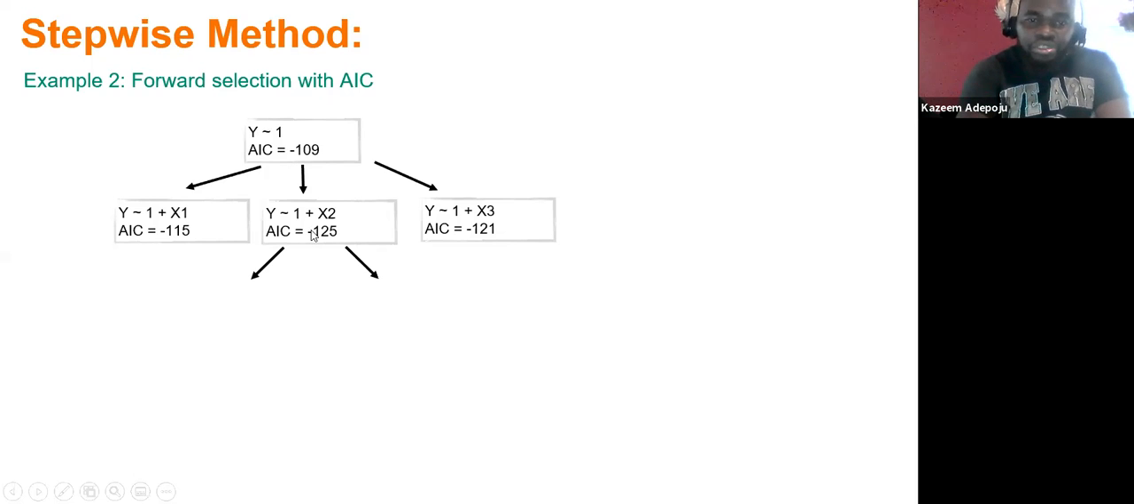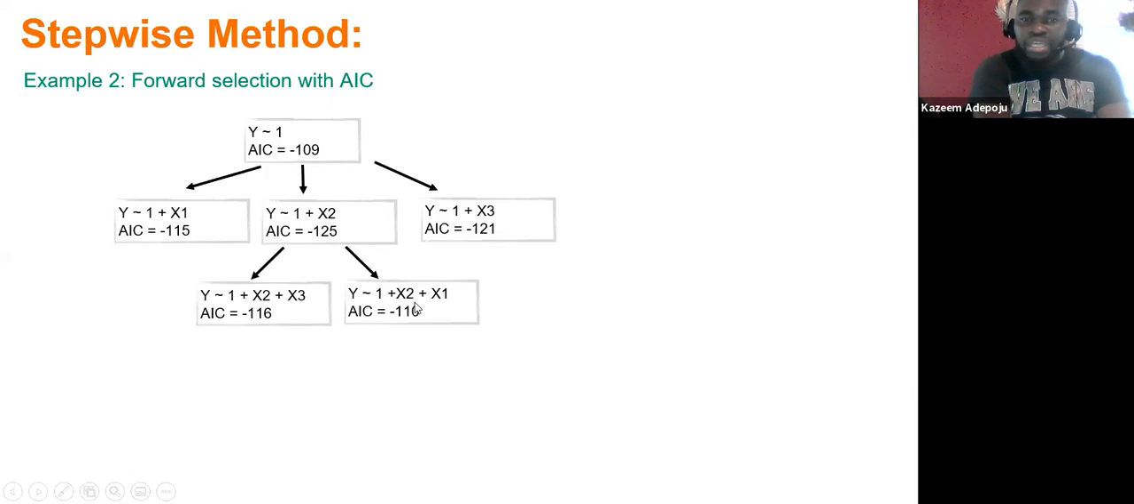Now when you choose the smallest one, right here you have X2. You're going to be thinking whether you should add S3 or add X1, since X2 is okay. When you do that, your AIC is minus 116 right here, and your AIC is minus 110. You can see what happened to the AIC. The AIC goes up. And if the AIC goes up, it means this is going to be your model.